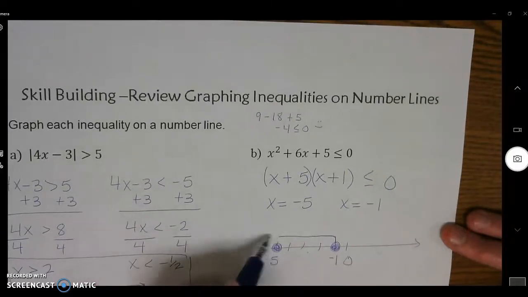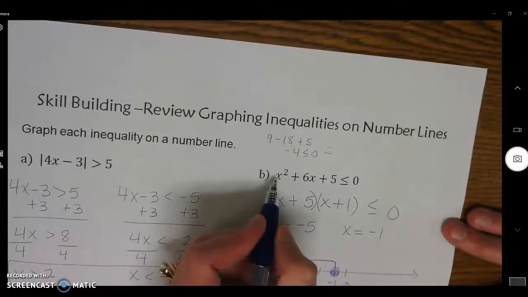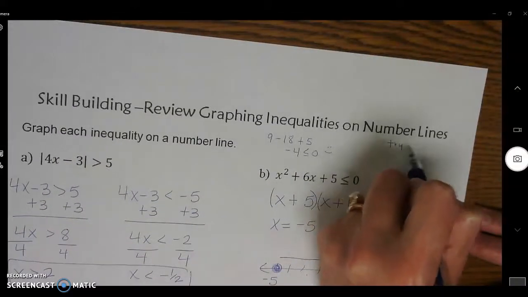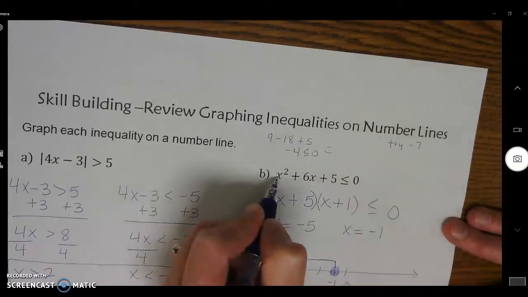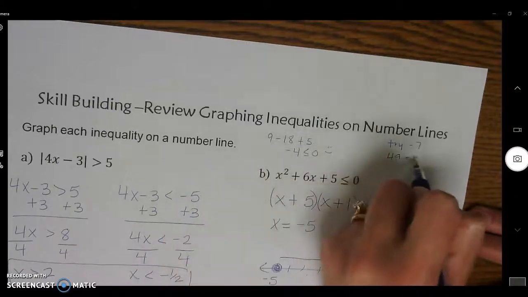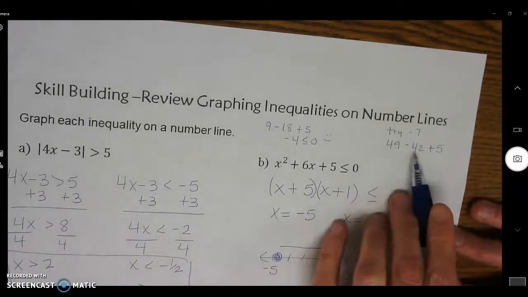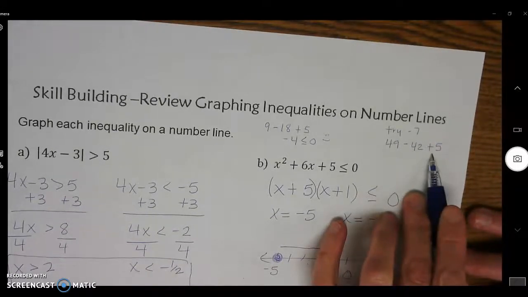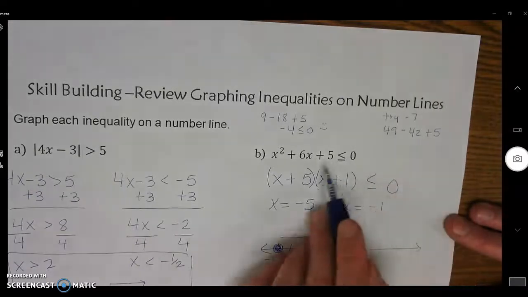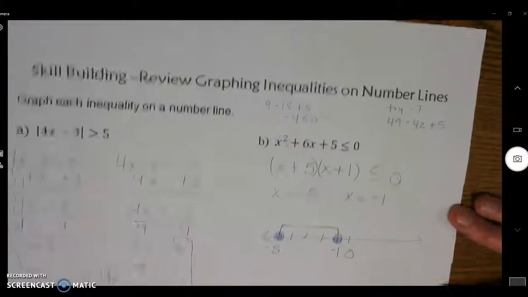Now the question is, do I keep going here or am I stopping at this spot? So let's pick a number that would be over here. How about negative 7? So if I put negative 7 here, negative 7 times negative 7 is 49. Negative 7 times 6 is negative 42, and then plus 5. So 49 minus 42 is 7, plus 5 is 12. That is not less than 0. So this is going to stop right here.